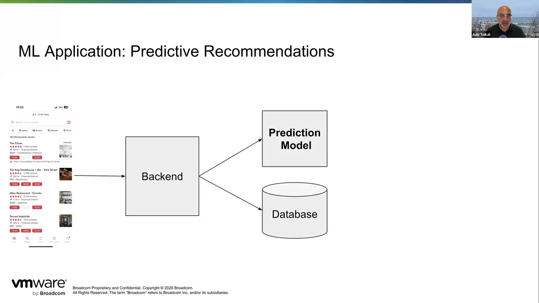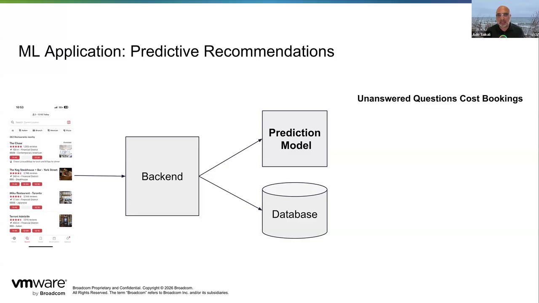So architecturally, you would say, now I have my backend, I'm going to train this model, take this prediction model, deploy it somewhere, make it available over a REST API, and then my backend is going to call it. And that's how I create predictions.